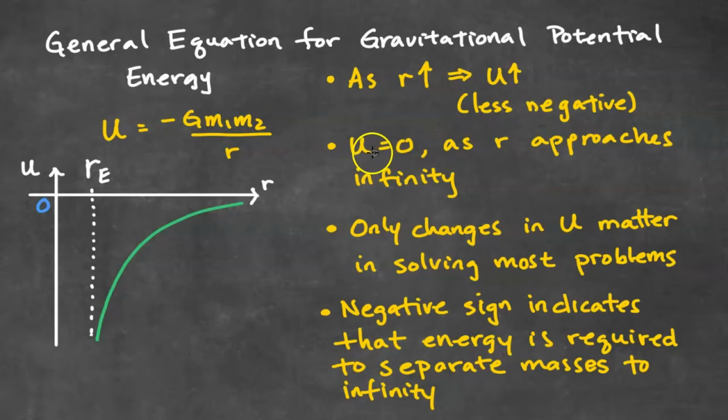Also, the gravitational potential energy is equal to 0 as r approaches infinity, and only changes in gravitational potential energy matter in solving most problems. You may have noticed that there's a negative sign in front of the equation, and that negative sign indicates that energy is required to separate masses to infinity. And without that energy, the mass would just fall back to the planet.